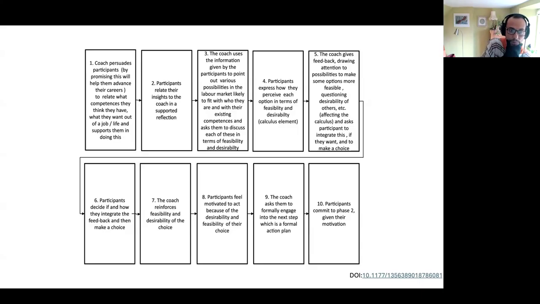Participants would relate the insights to the coach, who would reflect and respond to the participants about labor possibilities. The participants now would understand, based on that reaction from the coach, what the options are in terms of feasibility and desirability. And as you can see here, you can see how the backward and forward generates the process from one event to the outcome. Next, please.